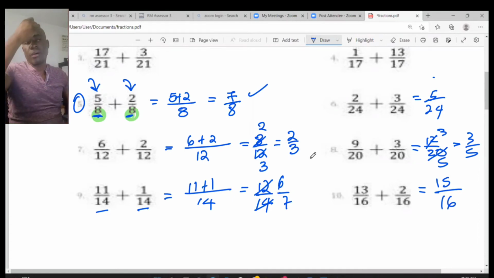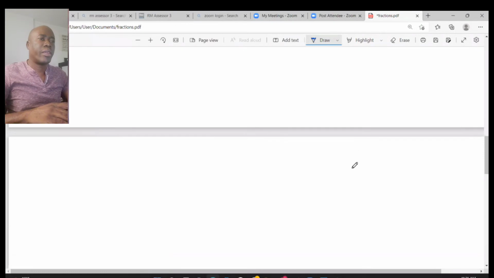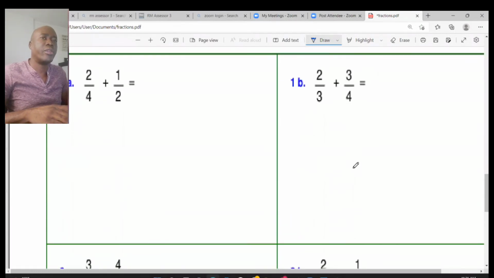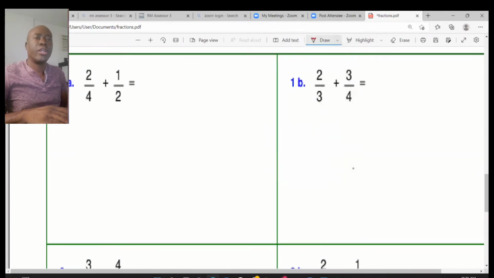That's when we are adding fractions with the same denominator. What if we have cases when the denominator is different? For example, like this case here, when we're looking at 2/4 plus 1/2. In a case like this, what we want to do is find what is called the LCM. The LCM is the lowest common multiple between the denominators. So let us highlight the denominators that we have. We have a 4, we have a 2.